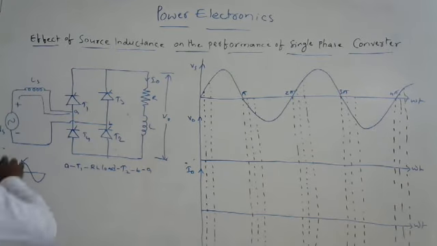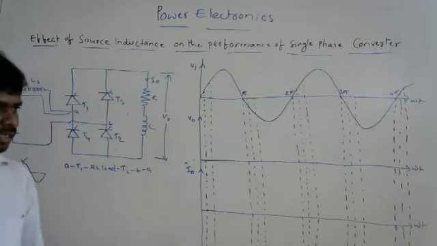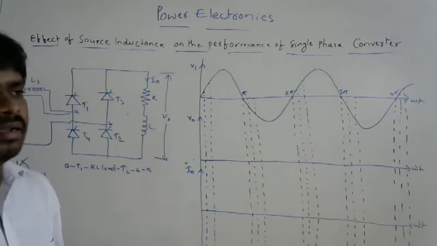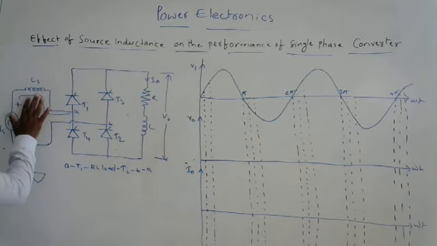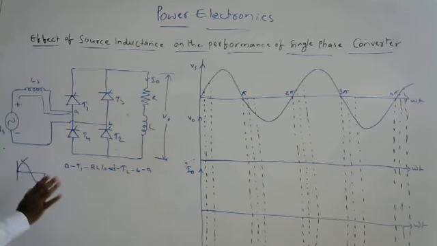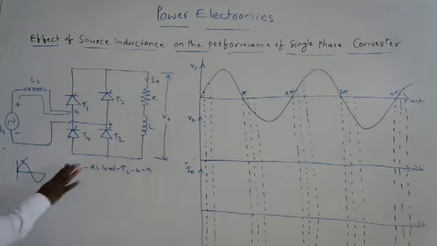But what happened is, according to the property of inductor, we have to recollect that it doesn't allow the sudden change in current. Doesn't allow the sudden change in current means current lags behind the applied voltage. So yes, current is lagging behind the applied voltage, slowly increasing.